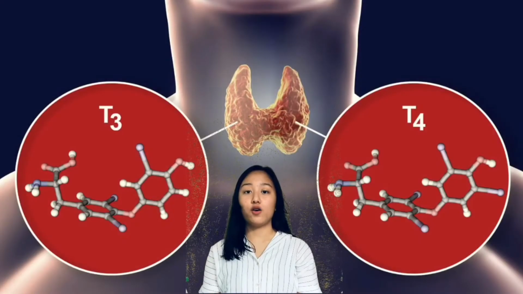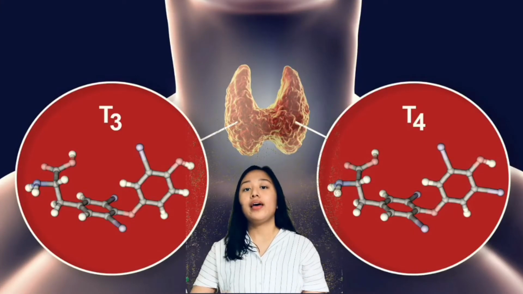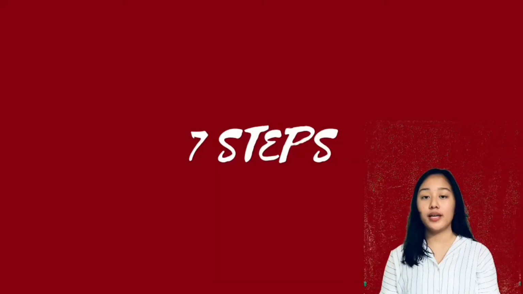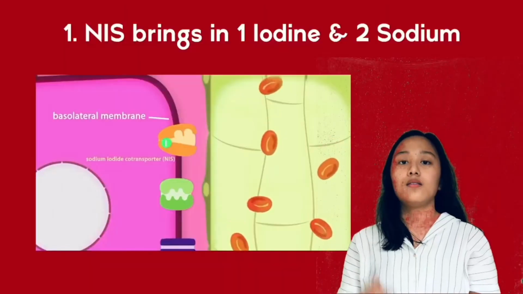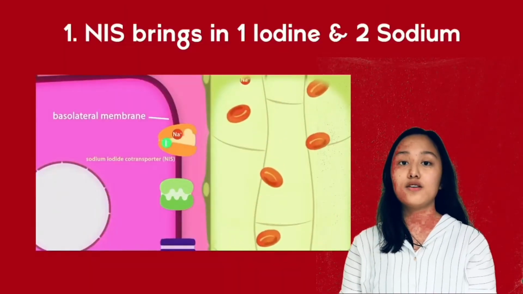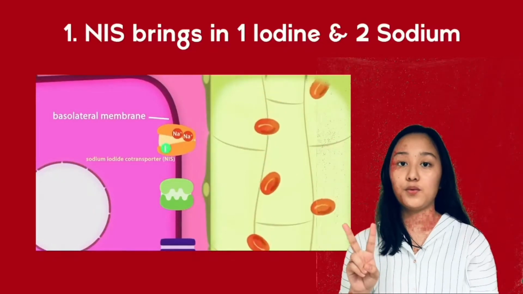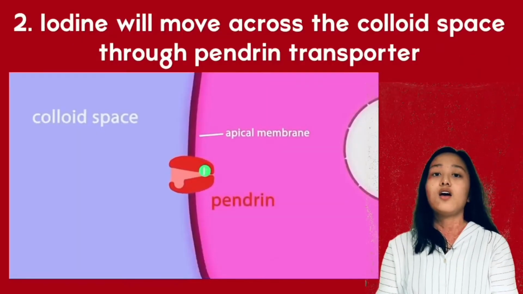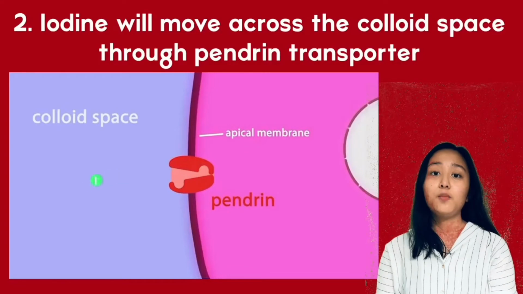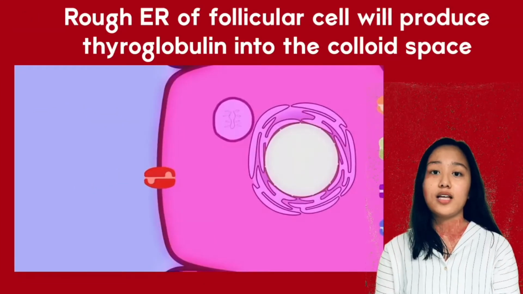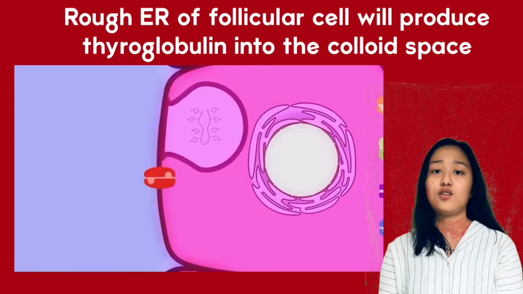There are the hormones T3 and T4. Iodine is needed to produce these hormones. It undergoes 7 steps. Number 1, the NIS on the surface of the thyroid's follicular cell brings in 1 iodine and 2 sodium. 2, iodine will cross over into the colloid space through the pendrin transporter. At the same time, the RER of the follicular cell will produce thyroglobulin into the colloid space.